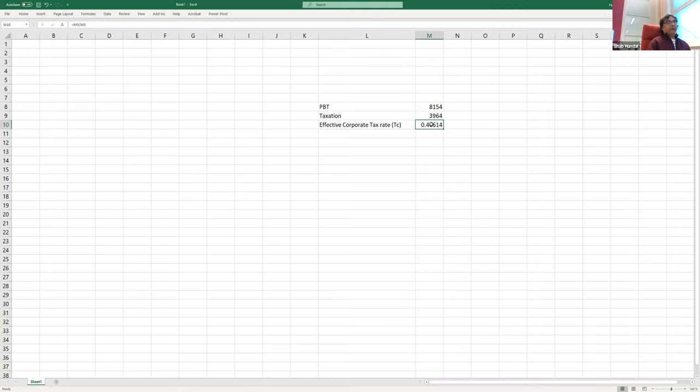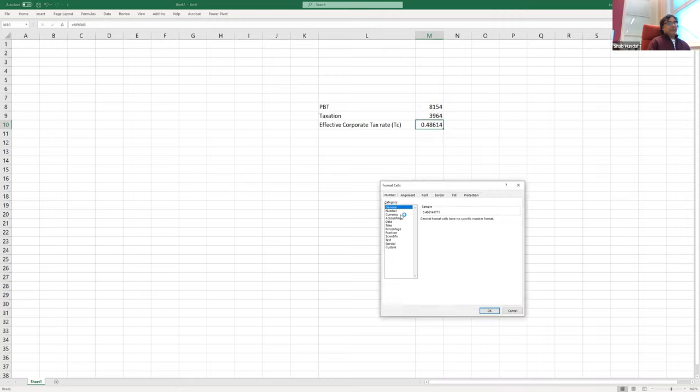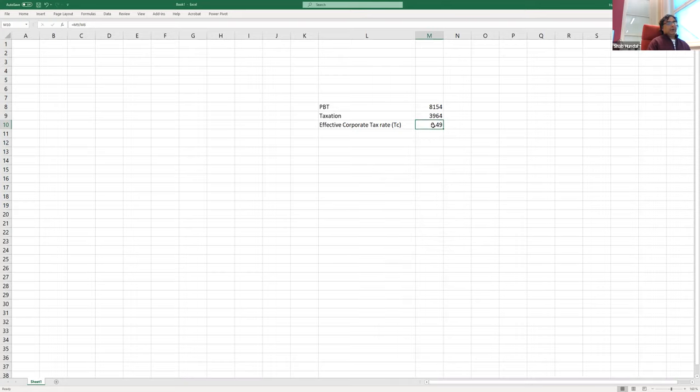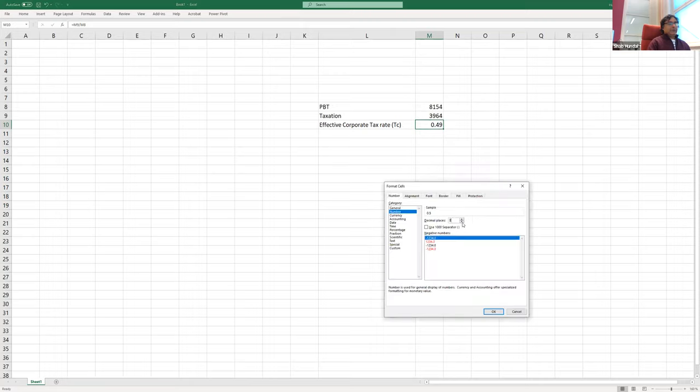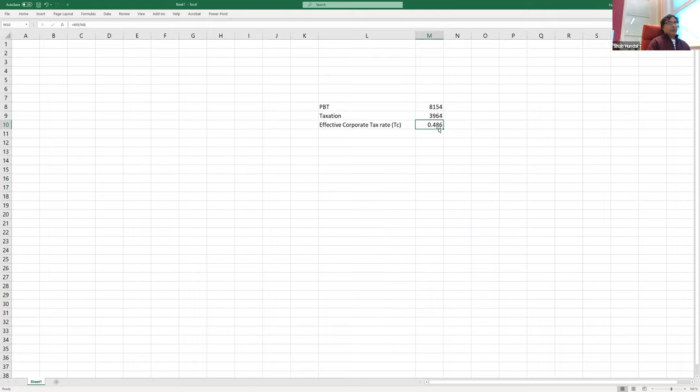So it means that BP is paying about, and then I convert it to percentage. So nearly 48.614% is the percentage of tax which the company paid in 2019. And not every British company pays this much tax. So if you just Google corporate tax rate in Britain, you will not get this figure. So it has to be customized from company to company.